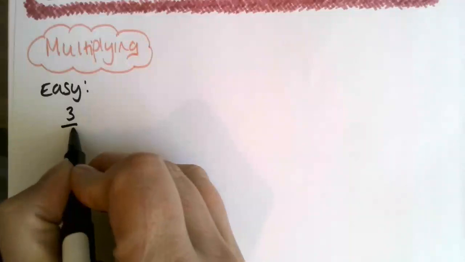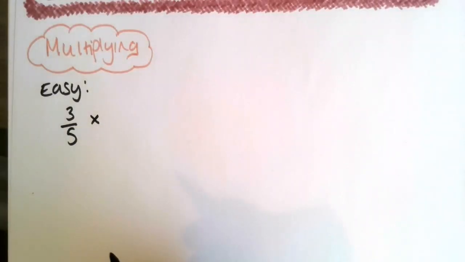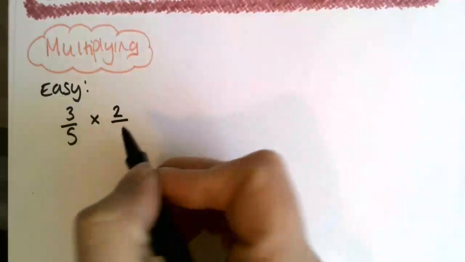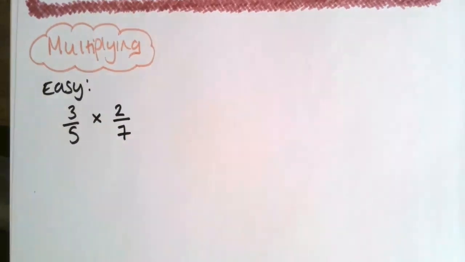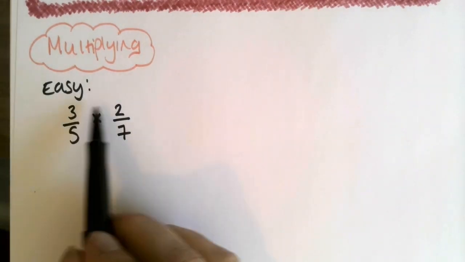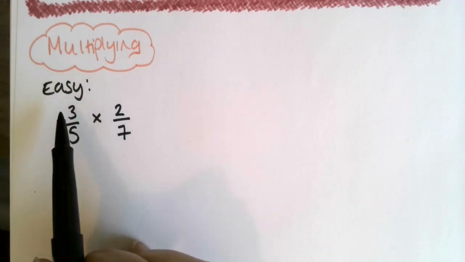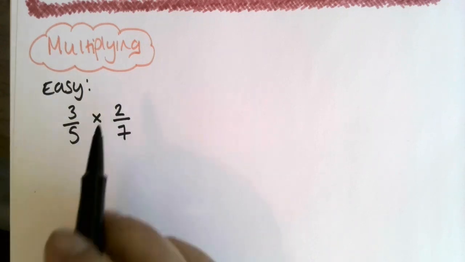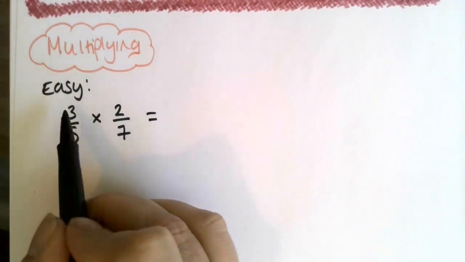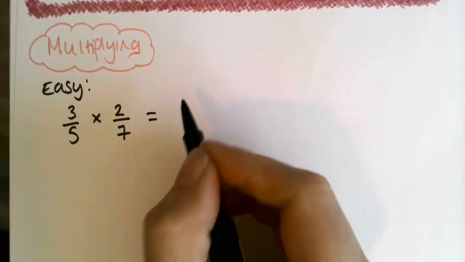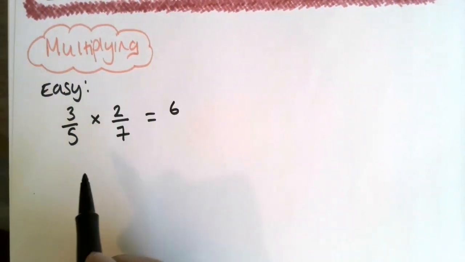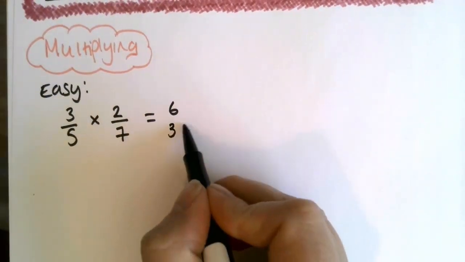So let's say we had 3/5 and we had to multiply that by 2/7. Okay. Whenever you're multiplying fractions, all you do is multiply the top by top and bottom by bottom. So multiply the two numerators together and multiply the two denominators together. So 3 multiplied by 2 gives me 6. 5 multiplied by 7 gives me 35.